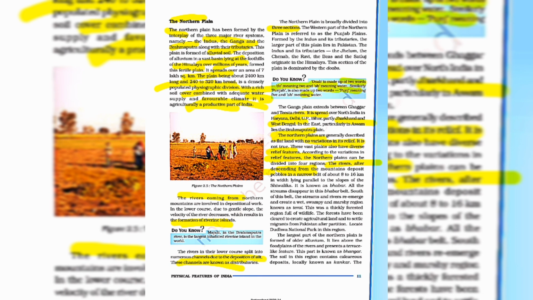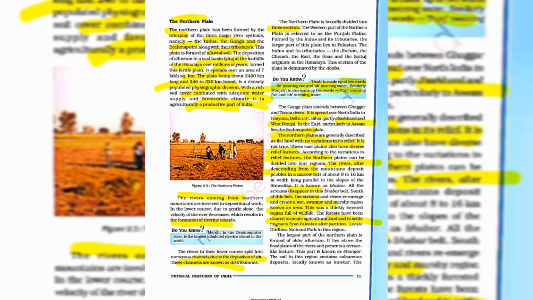All the streams disappear in the Bhabar belt, where rivers and small streams disappear, meaning they are not identified and not present. South of this belt, the streams re-emerge and create a damp, swampy, marshy region, which is the Terai. This was a thickly forested region full of wildlife, and the forest has been cleared to create agricultural land and to settle migrants from Pakistan after the partition.